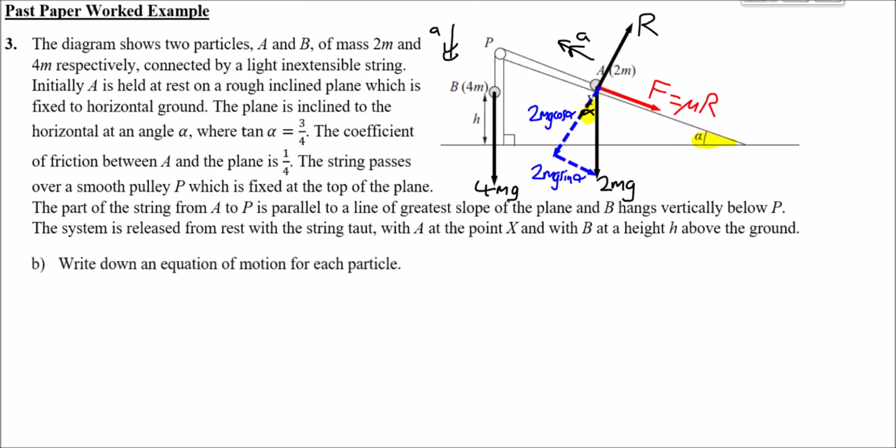So next up, we just need to write down equations of motion for each particle. It doesn't ask us to solve them, so at this point let's just keep it simple. So let's think about F equals ma for A and B.